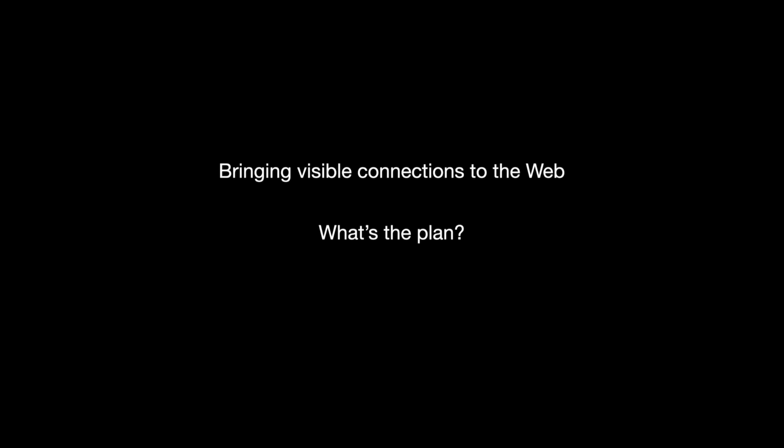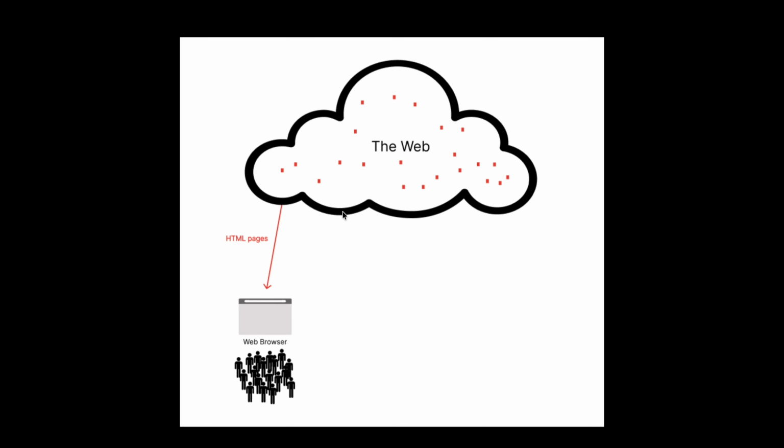So what's the plan for adding visible connections to the World Wide Web? Imagine the web as a cloud of resources. The red dots represent HTML pages. And this crowd of people represents everyone who uses a browser, about 5 to 6 billion people. All of them use their browsers to view HTML documents. Then, I built a browser extension. That's me. And this is my browser with the extension installed.